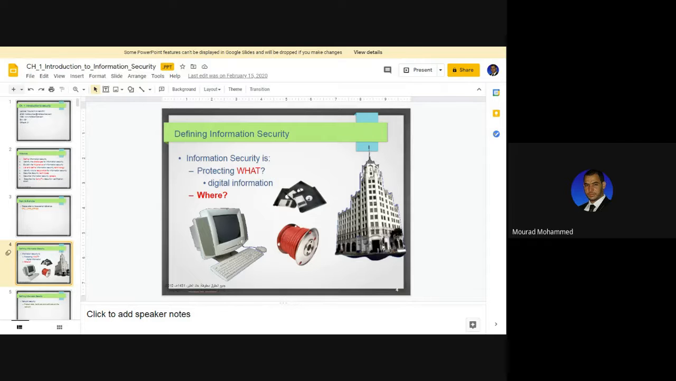Briefly, it's a very abstract definition. This is a very abstract presentation of what digital security is.